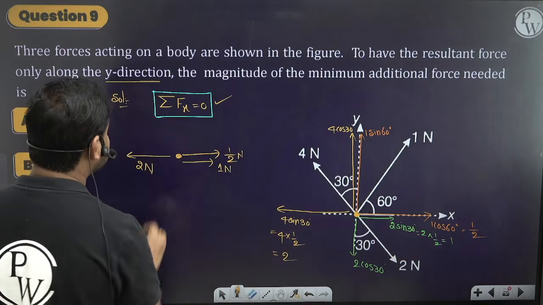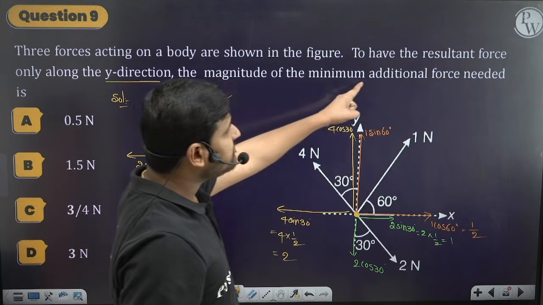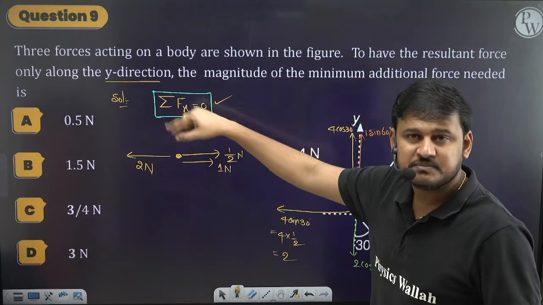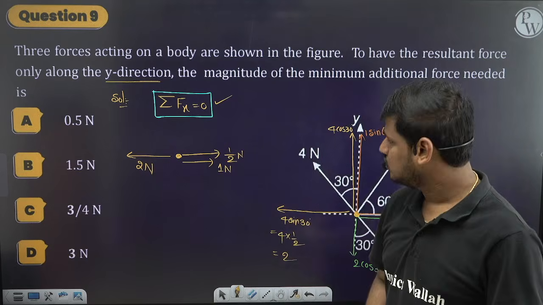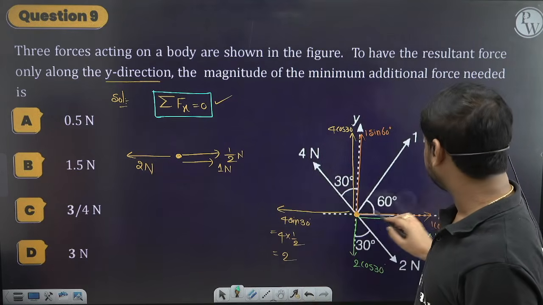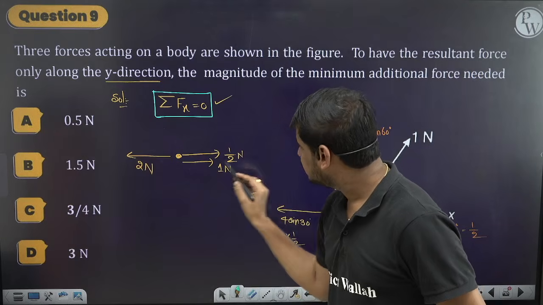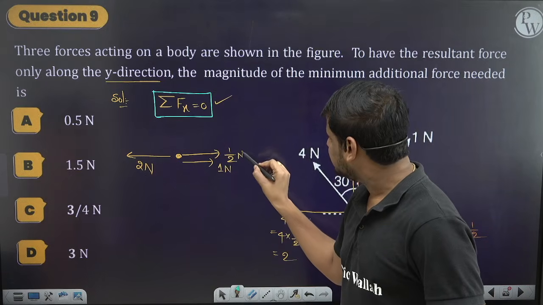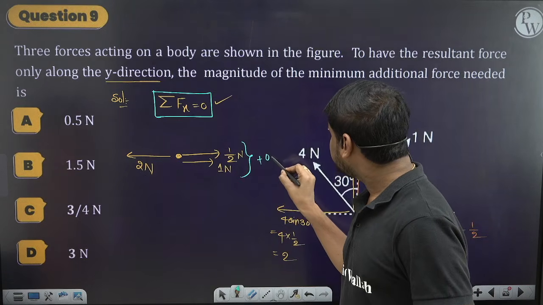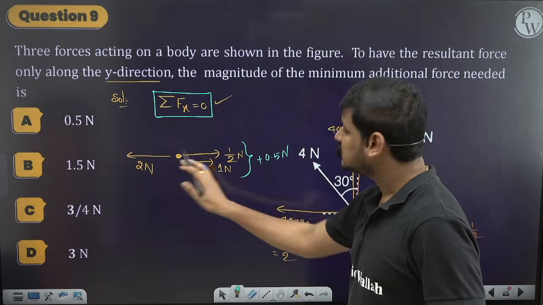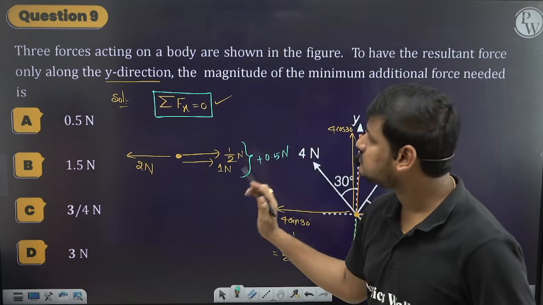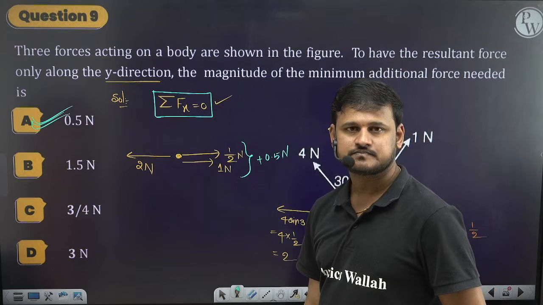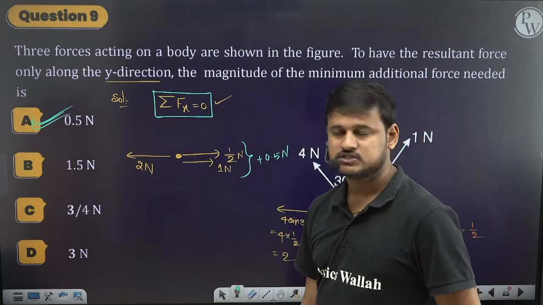Now what they are asking in the question is the magnitude of the minimum additional force needed to make the summation of forces in the x direction 0. When the net force in the x direction is 0, this side 2 Newtons, this side 1 plus 0.5, since 1 by 2 means 0.5, so 1.5. When you add 0.5 Newtons this side, the summation of the forces in the x direction will become 0. So the additional force that you have to add is 0.5 Newtons. Clear, everyone?